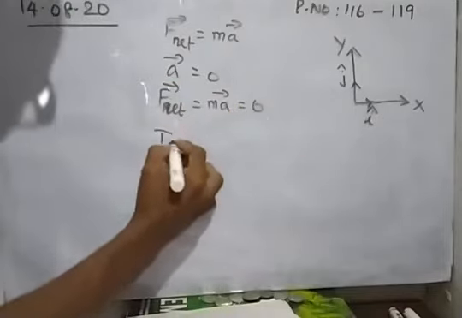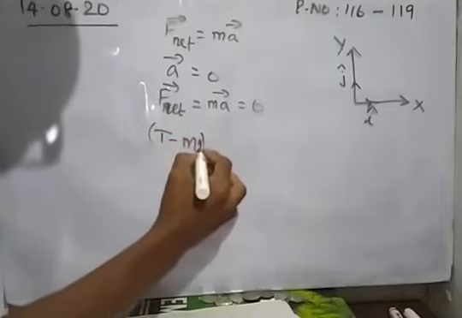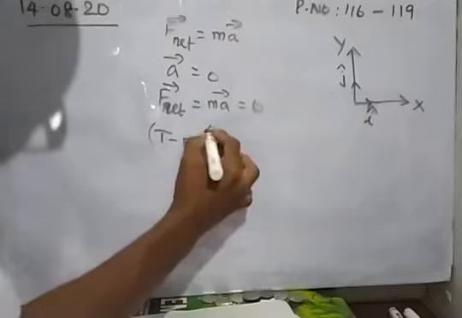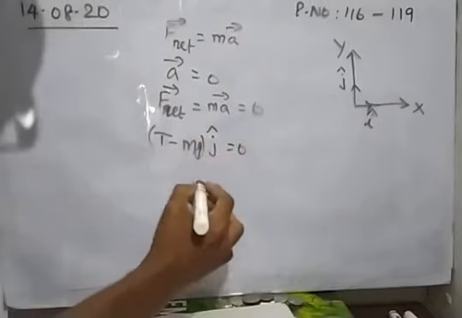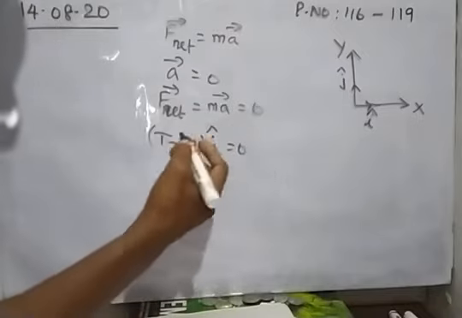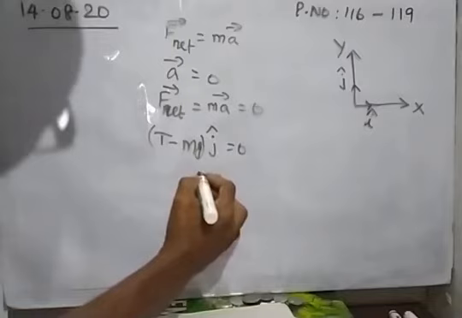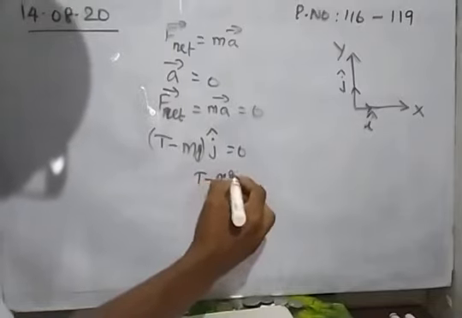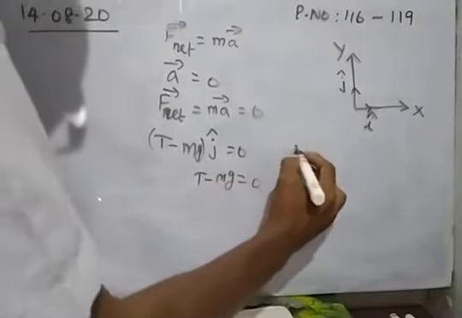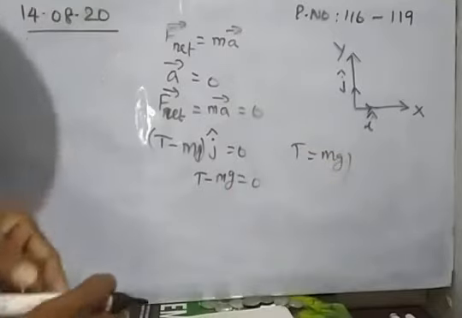Otherwise, (T minus mg) j cap is equal to 0. Comparing the corresponding components, we are able to write T minus mg is equal to 0, or T is equal to mg.